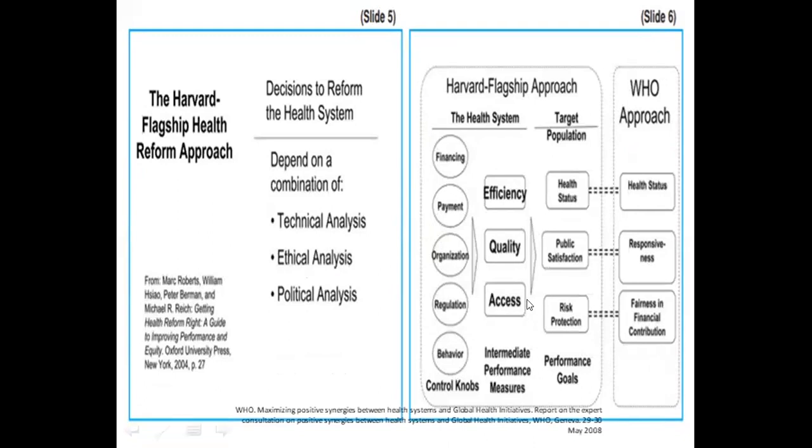This is a comparison. The flagship program approach includes the five control knobs, with intermediate performance measures of efficiency, quality, and access, and performance goals of health status, public satisfaction, and risk protection. The WHO approach includes health status, responsiveness, and fairness in financial protection, which are in coordination.